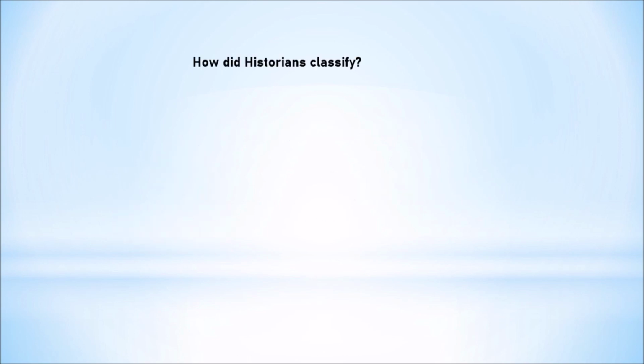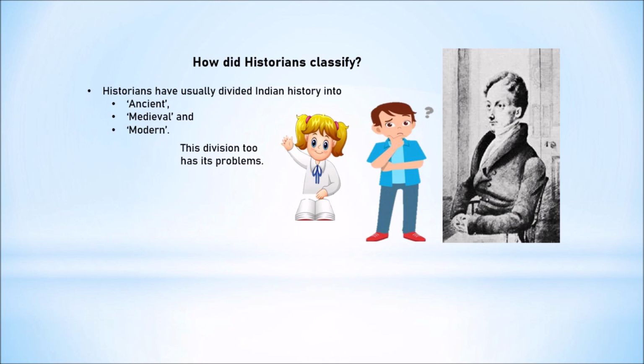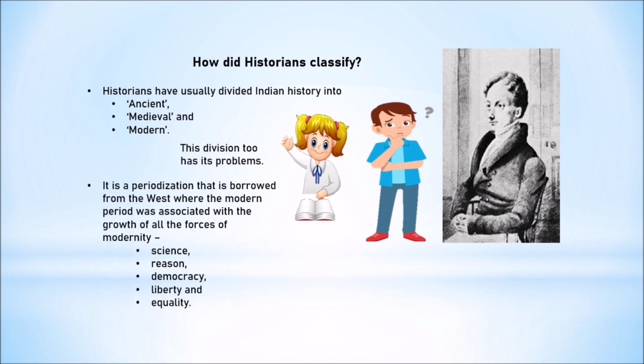Session 4, we'll be looking at how did historians classify. Historians have usually divided Indian history into ancient, medieval and modern. This division too has its problem. It is a periodization that is borrowed from the West, where the modern period was associated with the growth of all the forces of modernity like science, reason, democracy, liberty and equality.